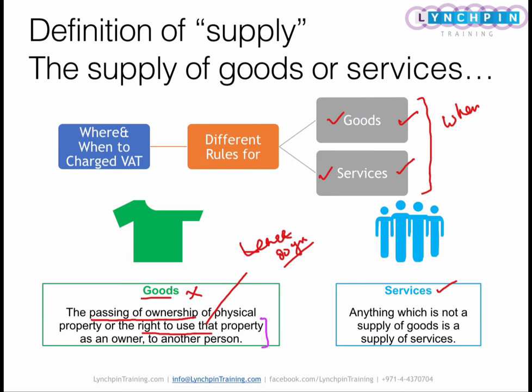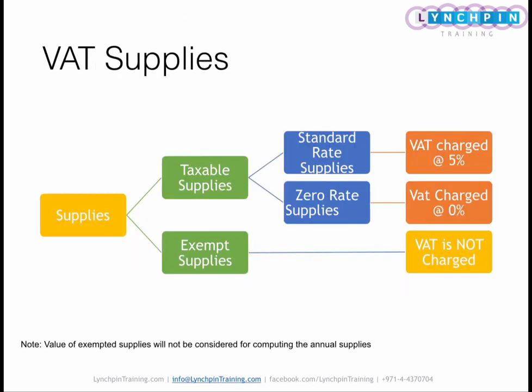Now collectively, supplies can be divided into two main categories here: number one, a taxable supply, and number two, an exempt supply. A taxable supply can further be subdivided into two categories, which are a standard rate supply and a zero rate supply. The standard supply means any item on which I'll be charging a standard rate VAT. Zero rated supplies are those on which there would be VAT but at 0% itself.